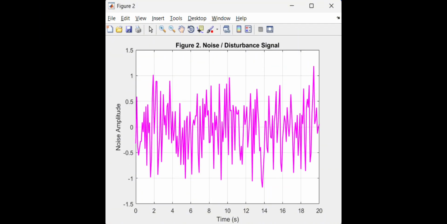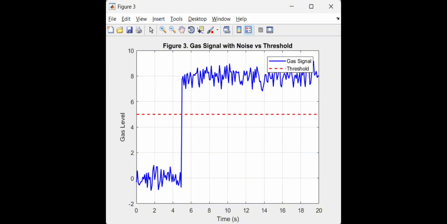Figure 2 shows the noise or disturbance signal. The signal fluctuates randomly, which represents real-world sensor noise. This helps us evaluate if the system can still perform correctly even with stable or unstable input readings.